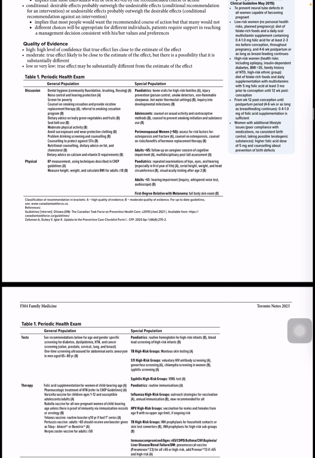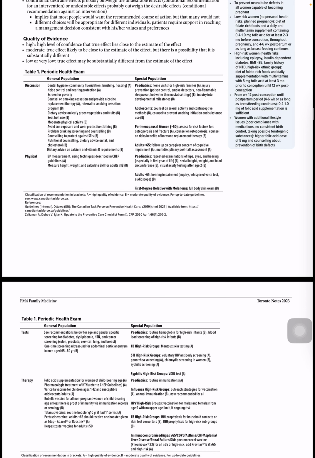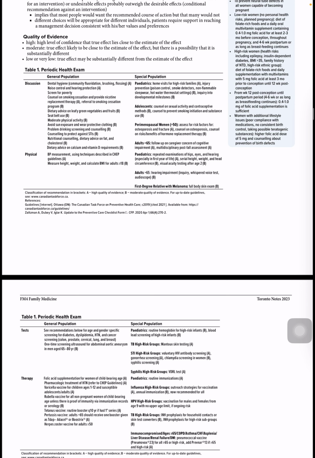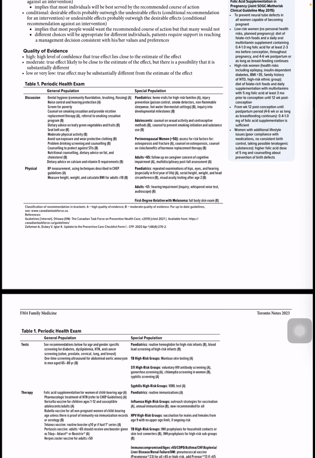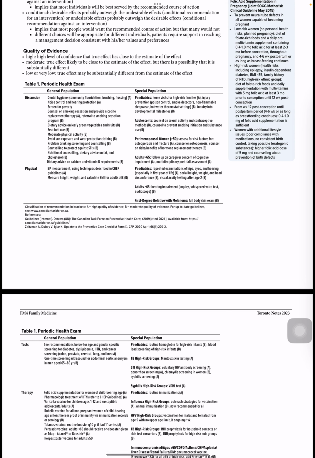Women with additional lifestyle issues, poor compliance with medications, no consistent birth control, taking possible teratogenic substances, get higher folic acid doses of 5 milligrams, and counseling about prevention of birth defects. So this is where you can be questioned, or maybe tricked, in a way that they may give you a situation where there is a high risk factor, and they want to see if you can pick up that high risk factor. So make sure you know the high risk factors: epilepsy, insulin dependent diabetes, BMI more than 35. BMI more than 35 is one of the very common ones that they can give you in the case. Family history of neural tube defect, high risk ethnic group. So these are a few of the things that you can recall.